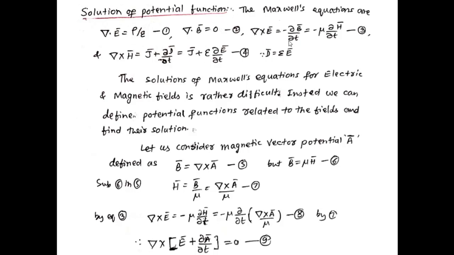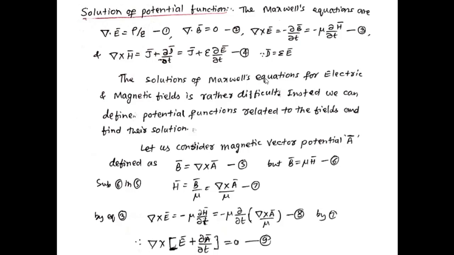Curl of E bar is equal to the rate of change of magnetic flux density, but B bar is equal to mu H bar, so this becomes minus mu dou by dou t H bar. Next one is curl of H bar is equal to J bar plus dou by dou t of electric flux density D bar, but J bar is equal to sigma E bar and D bar is equal to epsilon E bar. Keeping J bar as it is, we get curl of H bar is equal to J bar plus epsilon dou by dou t E bar.